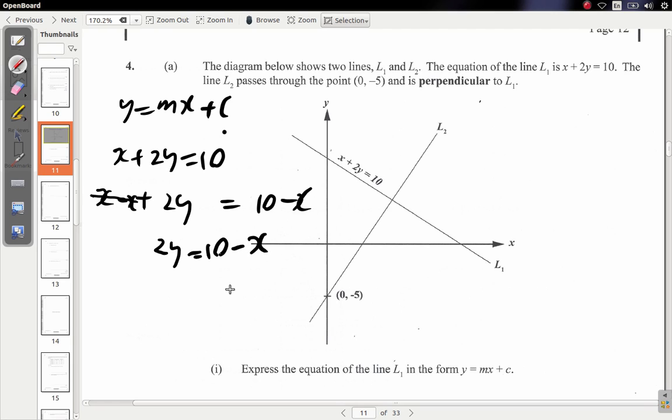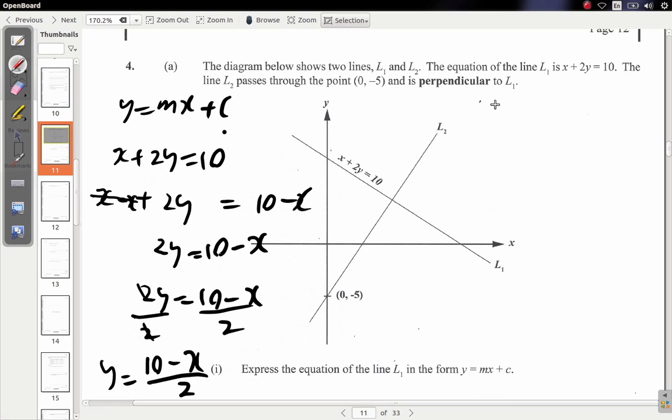You see that? So now the next thing you do is divide by 2. So 2y equal 10 minus x. You divide both sides by 2 to get rid of the 2. So 2 cancels 2 here, and you have y equal 10 minus x over 2. We'll continue over here. You can write this as y equal 10 over 2 minus x over 2. You see? Both of them are divided by 2. This is really y equal 5 minus x over 2.